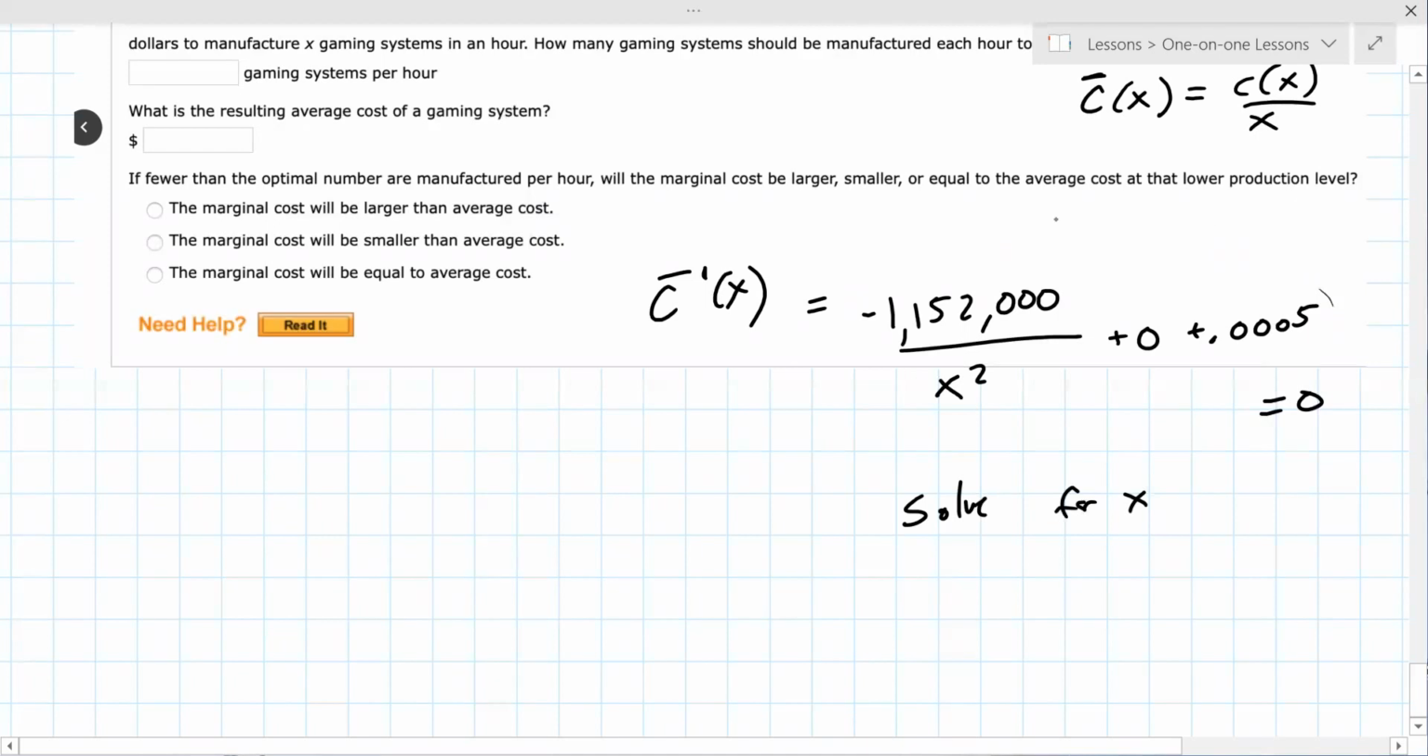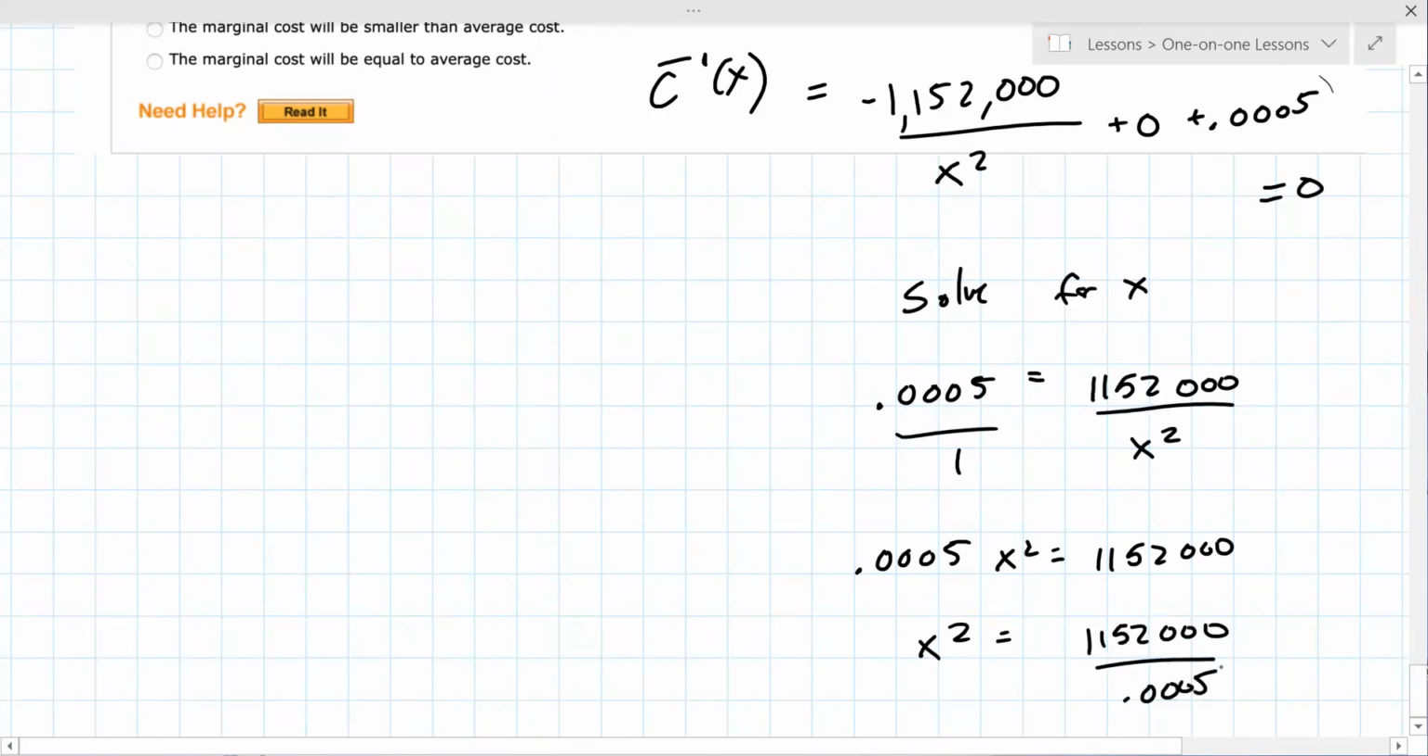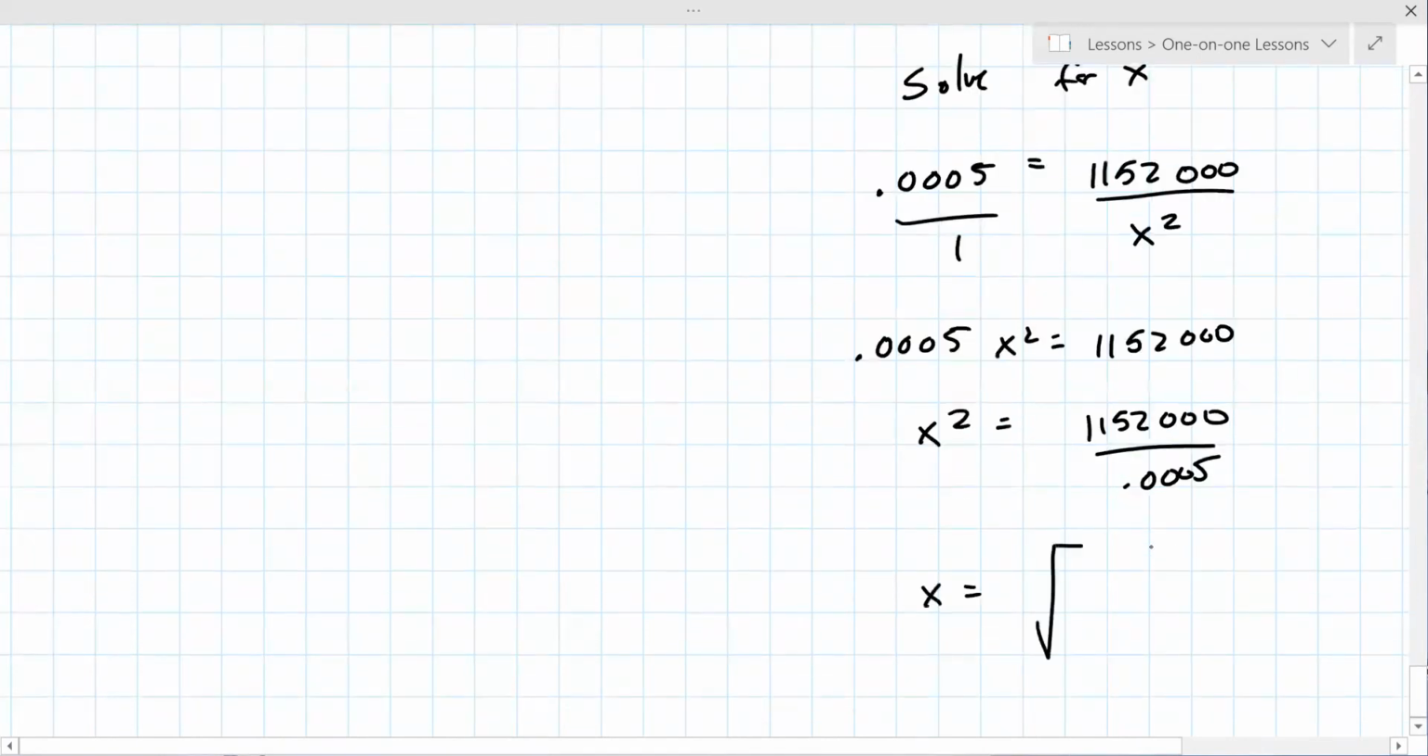To solve this equation for x, I'm going to move this to the other side of the equation by adding it. That way, everything is positive. Then you can cross multiply here. So you get 0.0005 x squared equals 1152.123. And then you divide by this number, 0.0005, and then you take a square root. So x equals the square root of this large number. And that's the answer to part A.